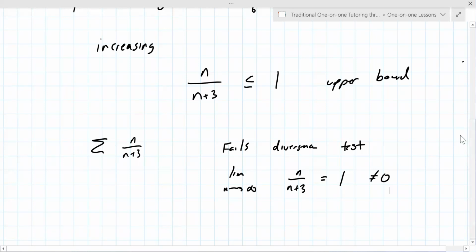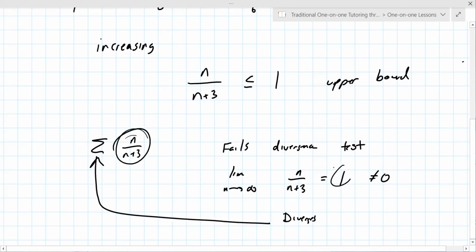I thought if it didn't equal 0, then it diverged. Yes. Depends on the wording here. The divergence test says that if it doesn't go to 0, then it diverges. So the sum diverges. But the sequence itself converges to 1, because it's getting closer and closer to 1. Yes.